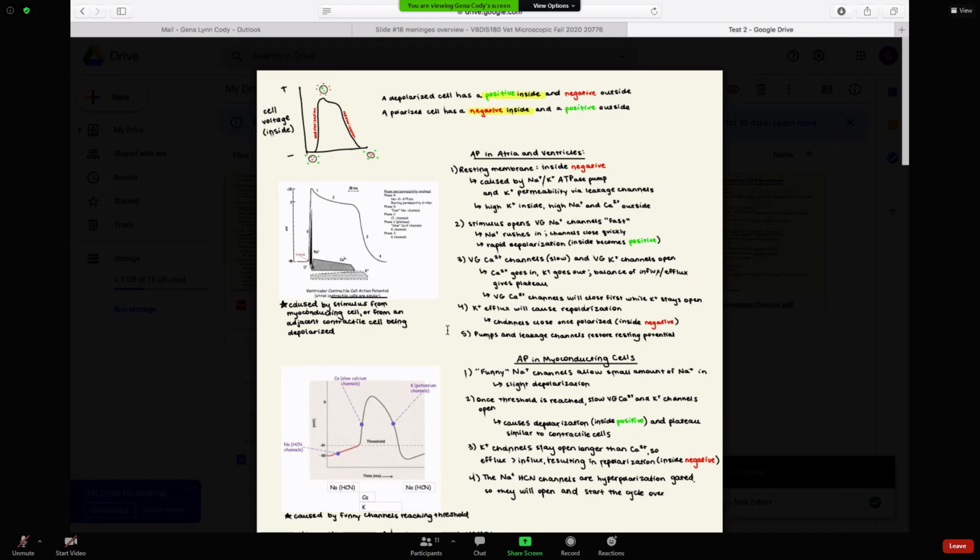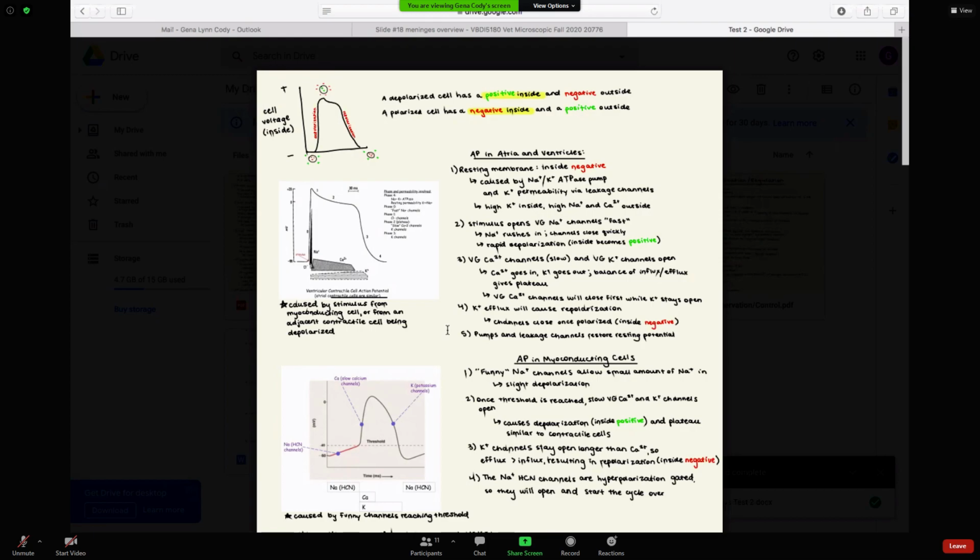The only big difference then is the funny channels. They're called funny because they're hyperpolarization gated. Most channels, when we say voltage gated, are depolarization gated, so when something depolarizes, that opens the channel. The funny channels are the opposite. When you get that repolarization caused by the potassium ions going out of the cell, that will open those funny channels back up, and then it starts the drift again.